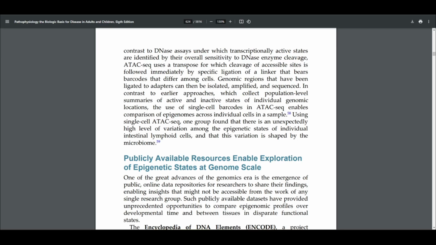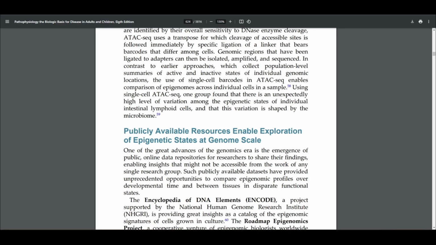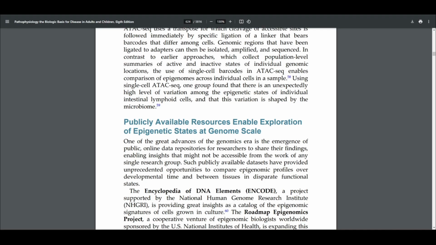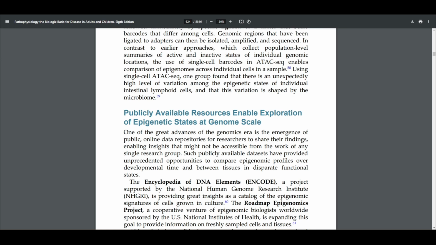Genomic regions that have been ligated to adapters can then be isolated, amplified, and sequenced, in contrast to the earlier approaches, which collect population-level summaries of active and inactive states of individual genomic locations. The use of single-cell barcodes and ATAC sequencing enables comparison of epigenomes across individual cells in the sample. Using single-cell ATAC sequencing, one group found an unexpectedly high level of variation among the epigenetic states of individual intestinal lymphoid cells, and that this variation is shaped by the microbiome.